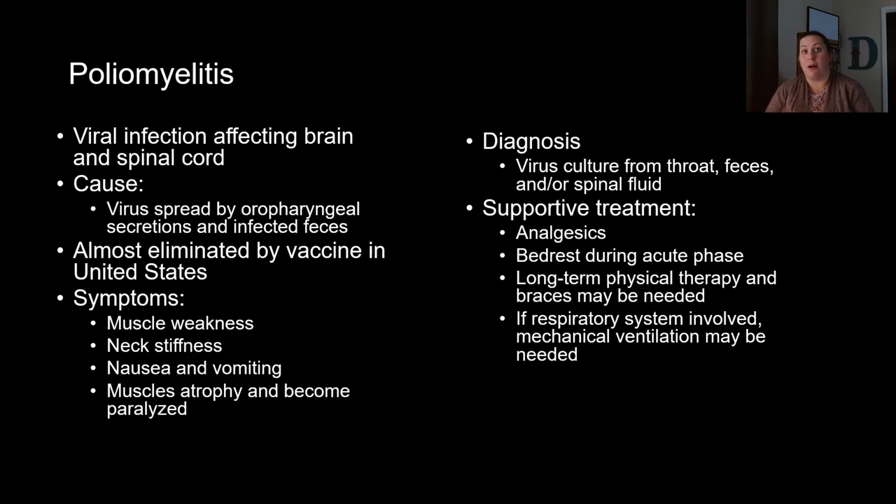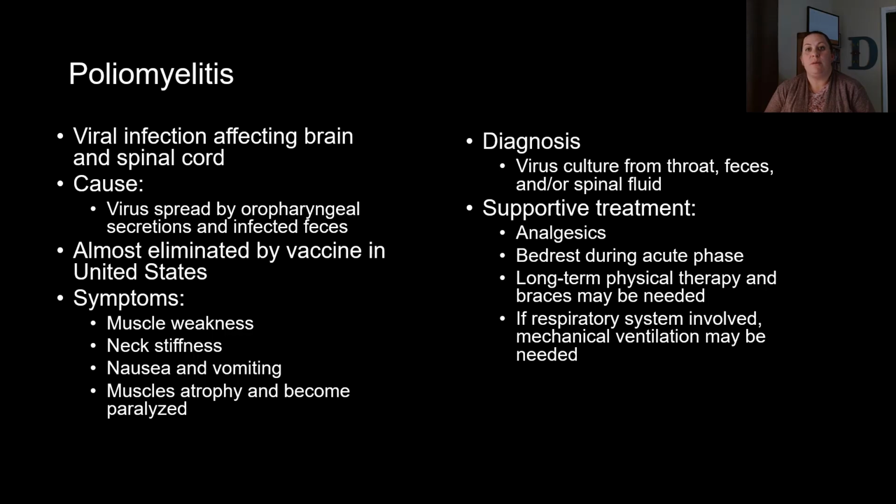And this is a big problem when we're talking about the skeletal muscles that help you breathe. If the skeletal muscles like the diaphragm or the intercostals, the ones in between your ribs, are going to be paralyzed due to this, it could cause the patient to not be able to breathe, and they would need to be put on a ventilator.